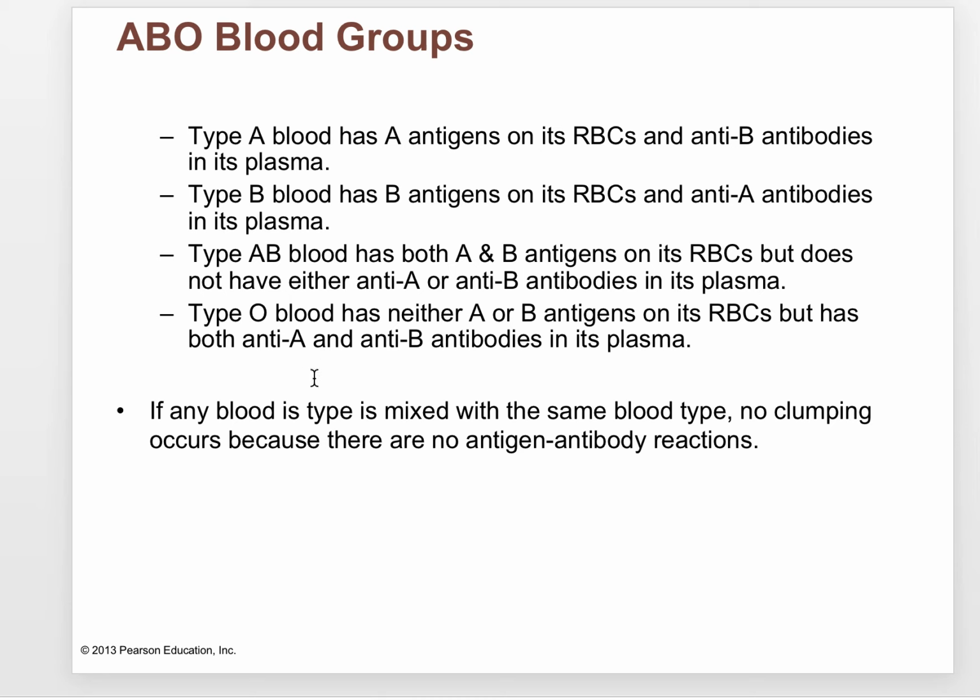If any blood type is mixed with the same blood type, there's no clumping, no agglutination, because there's no antigen-antibody reaction. And that's what you want to see. That's why when you're typing for blood type, if you have A positive blood, they're looking to transfuse with A positive blood, so there's no interaction between the transfused blood and your own blood.